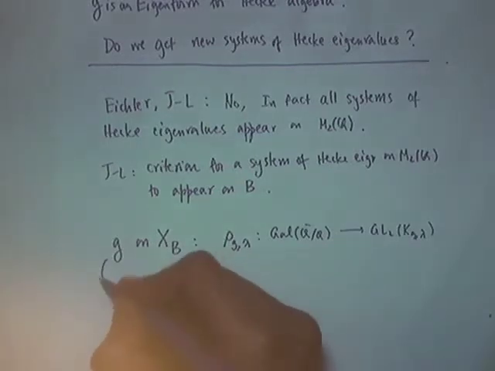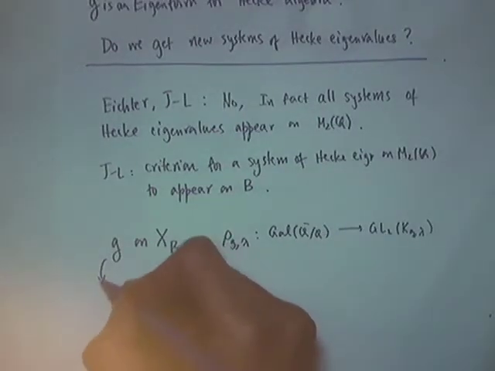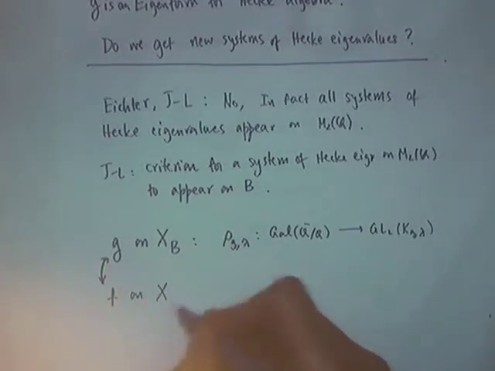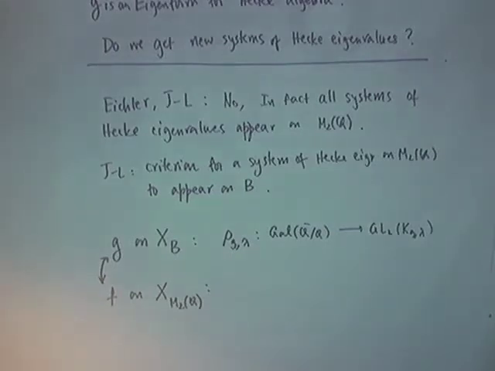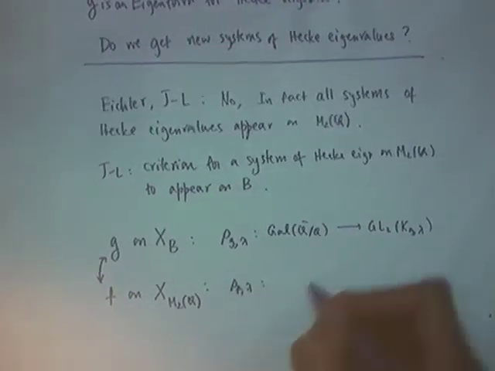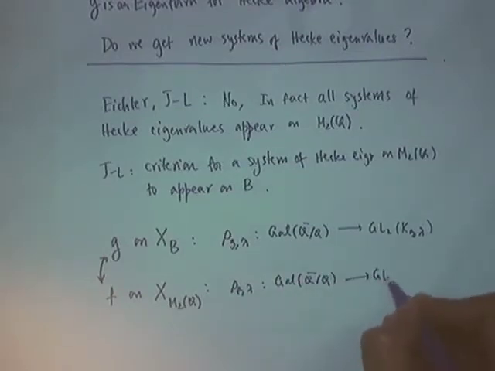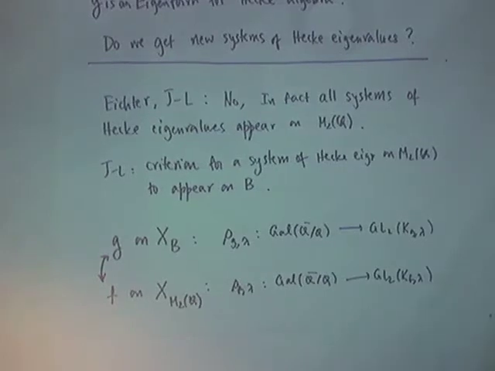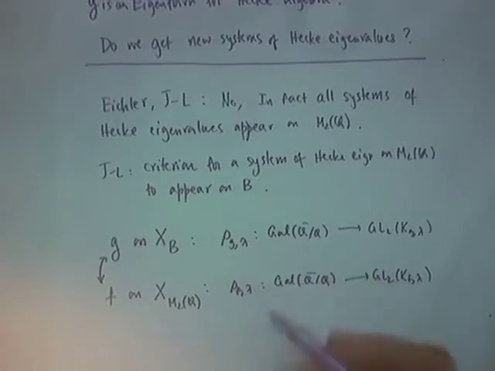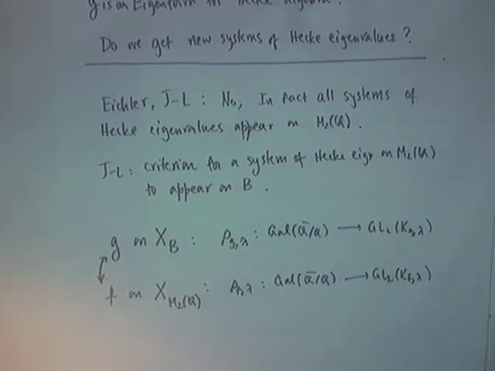But remember that such a G comes from an F, or corresponds to an F on X. I'm going to call this X M2 of Q. Okay? And we had a rho F lambda over there. Right? Now, F and G have the same system of Hecke eigenvalues, so K_G equals K_F, and these Galois representations are characterized by the property that the trace of Frobenius, or the characteristic polynomial of Frobenius, is given in terms of the Hecke eigenvalues. So these two representations are isomorphic. Okay?